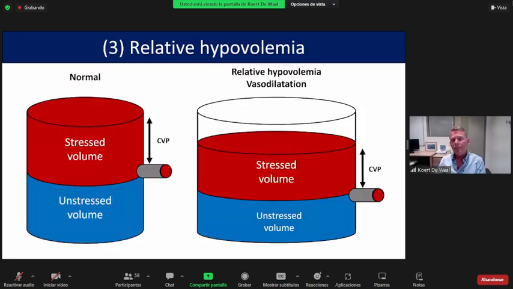The last category is the relative hypovolemia. And this is one of my favorite topics nowadays, where, as you can see here, as depicted in the venous intravascular system, there is actually the same amount of volume in that system, but because of the vasodilatation, there is now a relative hypovolemia. And it's uncertain how much of that volume is located as unstressed volume and how much is located as stressed volume.